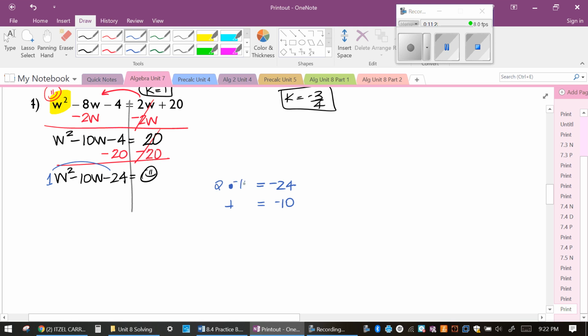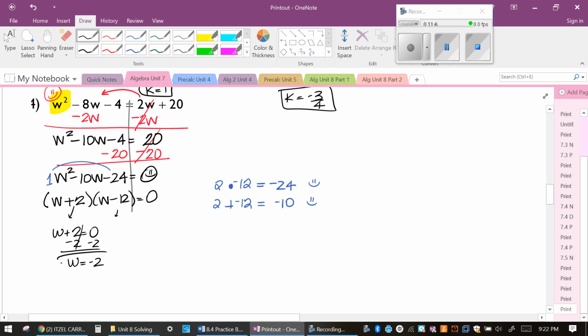You have to use 2 and negative 12. Those are the only two factors that will add to negative 10 and multiply to negative 24. Since the leading coefficient is a 1, I can use a shortcut for factoring it into w plus 2 and w minus 12. Set each factor equal to 0, and your solutions will be negative 2 and positive 12.